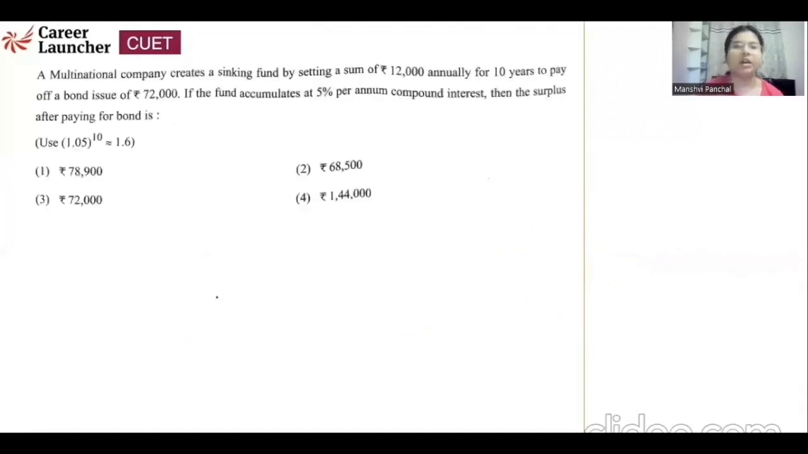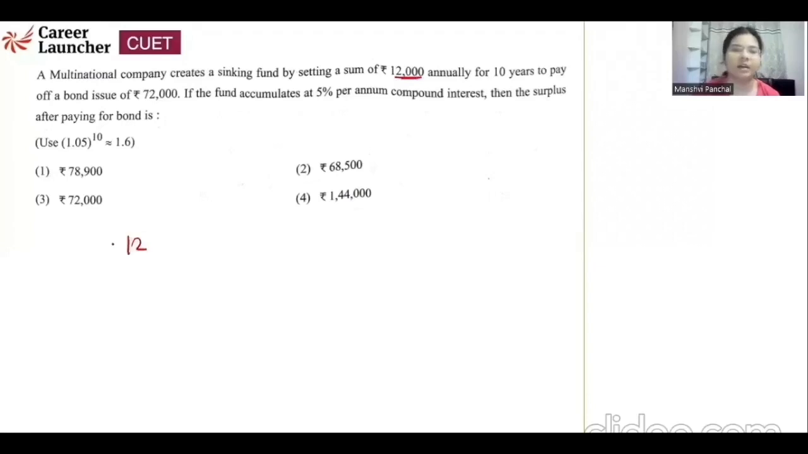Question number 73. A multinational company creates a sinking fund by setting aside a sum annually for 10 years to pay off a bond issue of 72,000. If the fund accumulates at 5% per annum compound interest, then the surplus after paying for the bond is, right? So you have to calculate the amount. What is the surplus that is left after paying for the bond? So first we will calculate what is the money collected.